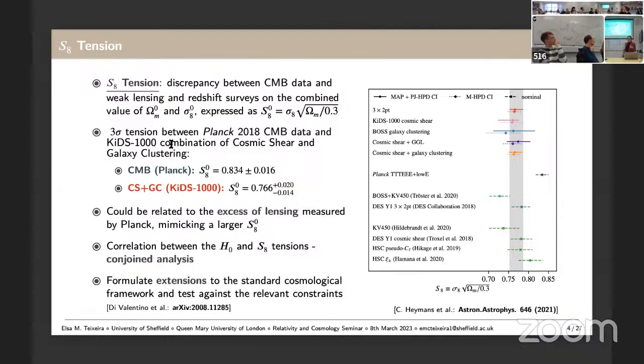So the claim is that we can make extensions to the standard model and try to see whether they indicate that there could be some missing physics in a particular sector of the evolution of the universe.